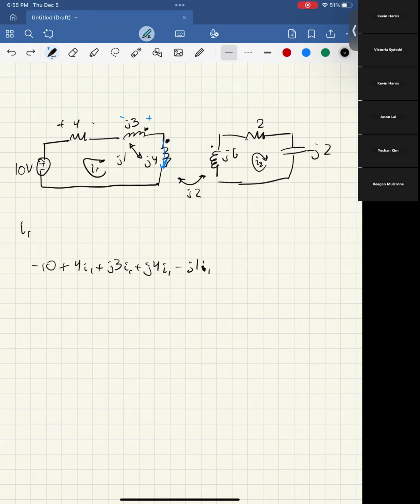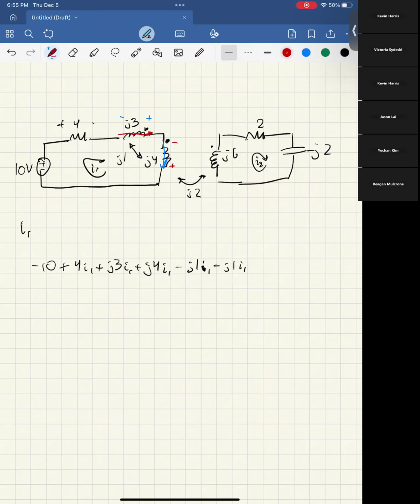And then for the other one, I'll use red for this. I1 is going through here, going in from the non-dotted side. So that means the non-dotted side is positive, and this is going from low to high as well. So this is, again, going to be minus j1 I1. So we have two of those terms.